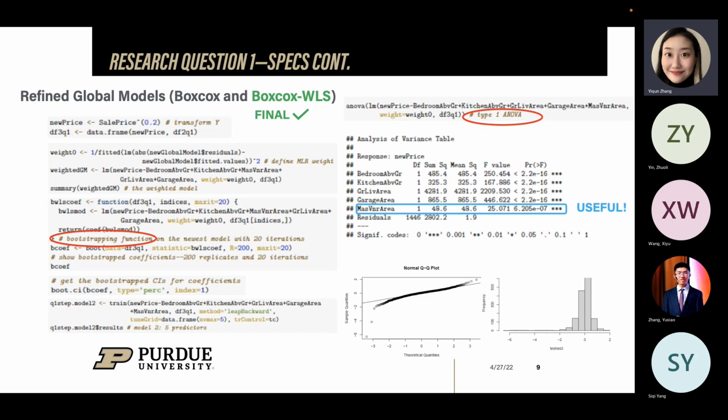Lastly, we performed cross-validation on the transformed Box-Cox-WLS model, with and without masonry veneer area. It turned out that the model with the masonry veneer area predictor had a lower root MSE value, which verified our model selection. So our final model for the first question was the Box-Cox-WLS model containing all the predictors.